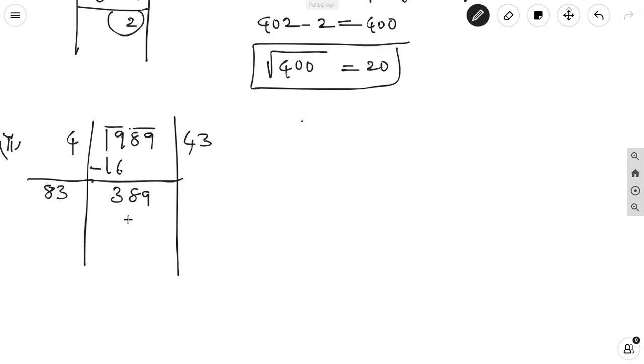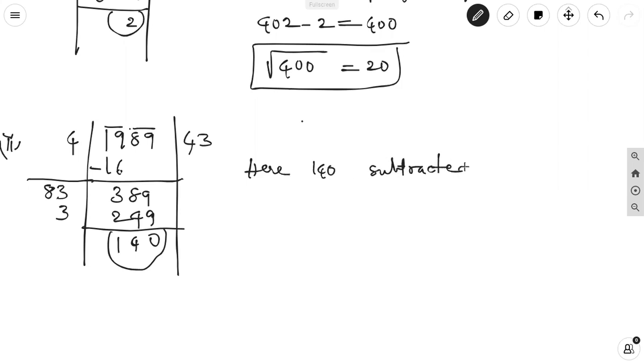So here 3. 3 threes are 9, 3 eights are 24. So it's 0, 4 and 1. Okay, 140 is the remainder. Here 140 is subtracted from 1989. Then we get a perfect square.